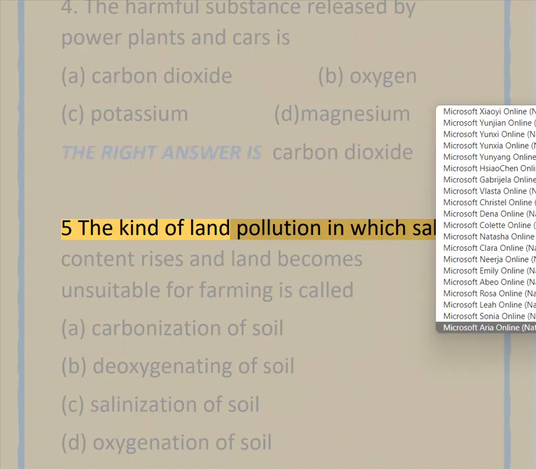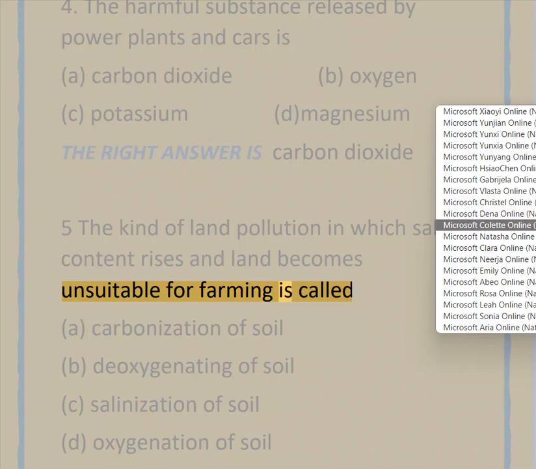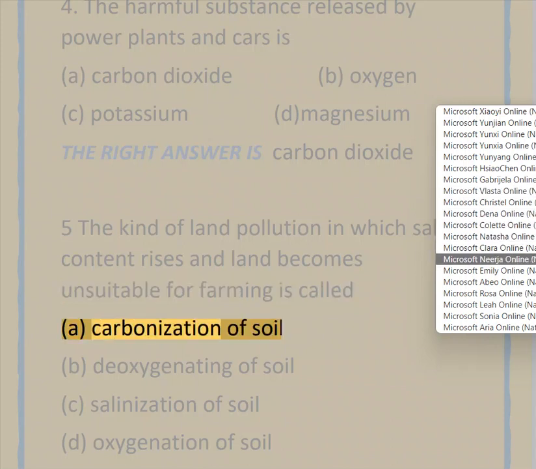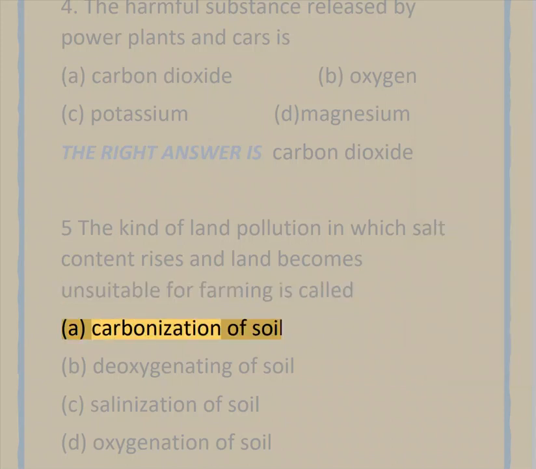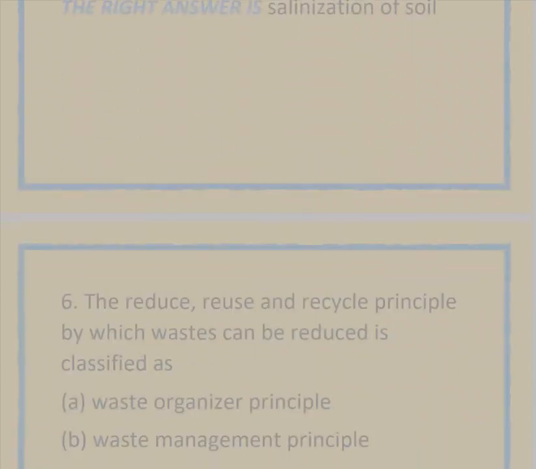5. The kind of land pollution in which salt content rises in land and becomes unsuitable for farming is called A. Carbonization of soil. B. Deoxygenating of soil. C. Salinization of soil. D. Oxygenation of soil. The right answer is salinization of soil.